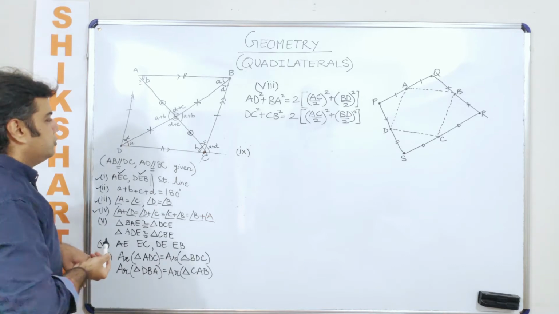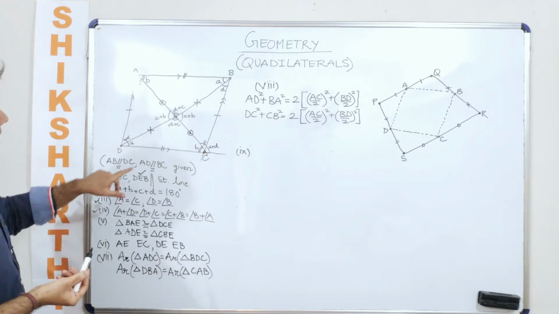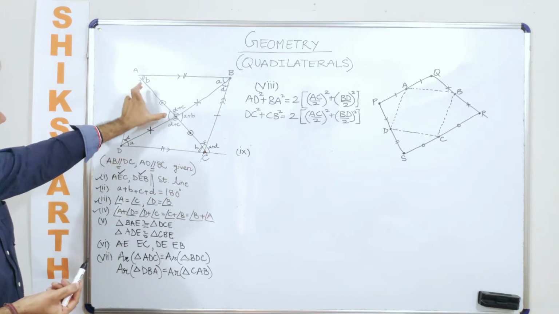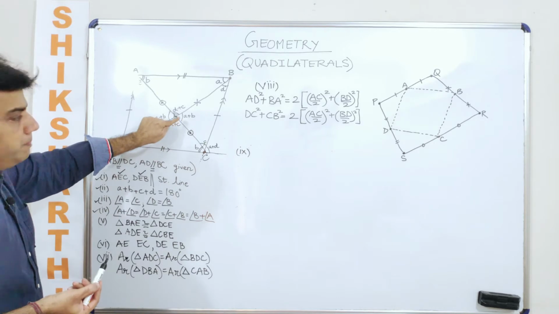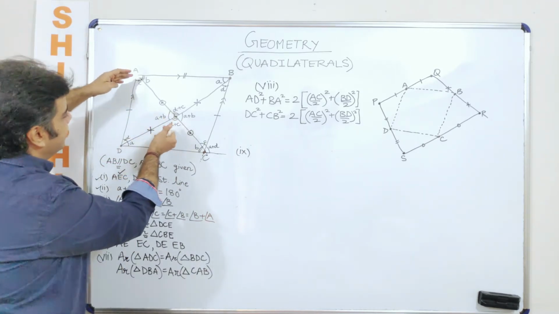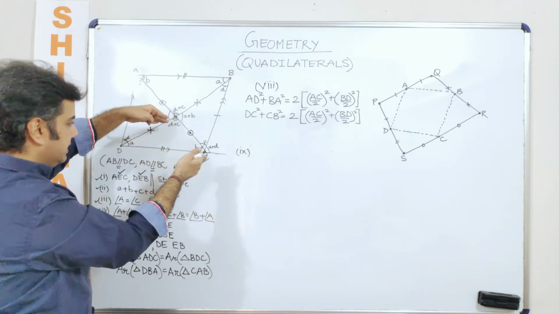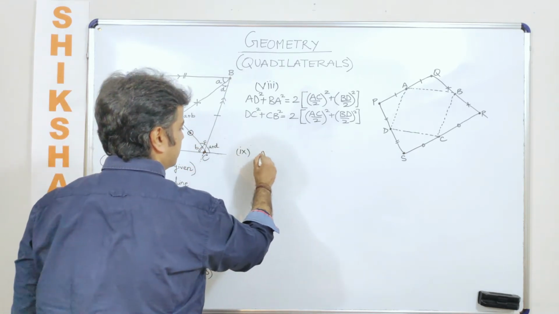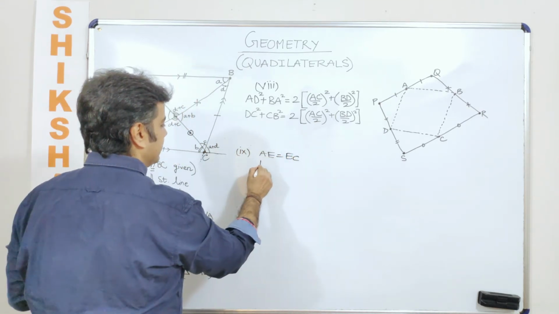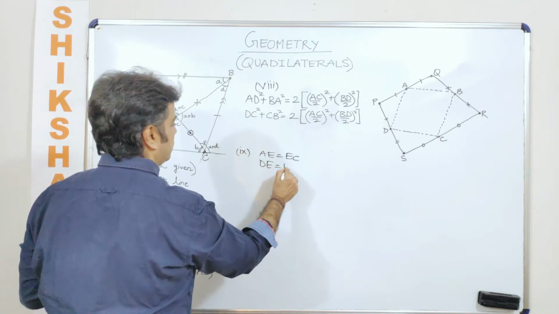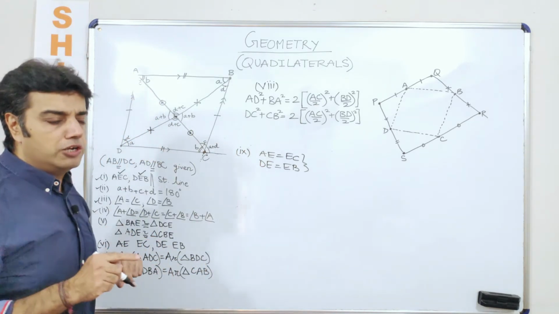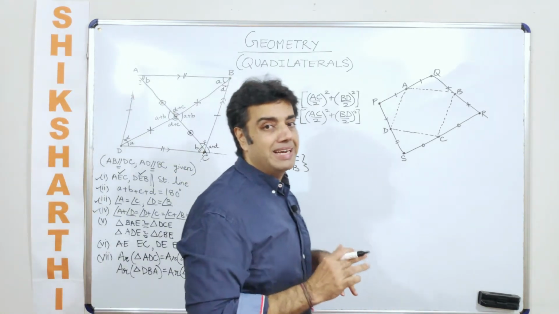Right. So which means what? Which says that the point E bisects these two diagonals. So can I say AE is equal to EC? I can. And at the same time, can I say DE is equal to EB? Yes. That means the diagonals of a parallelogram get bisected.